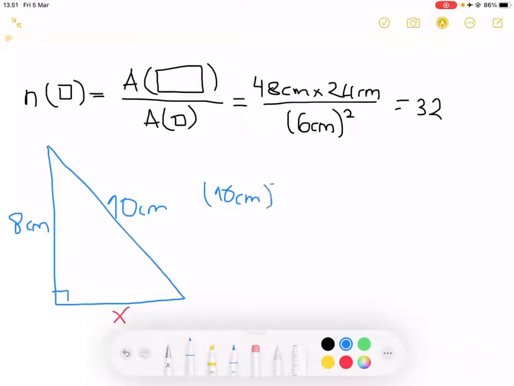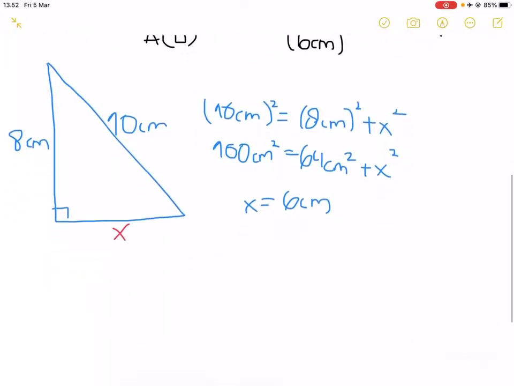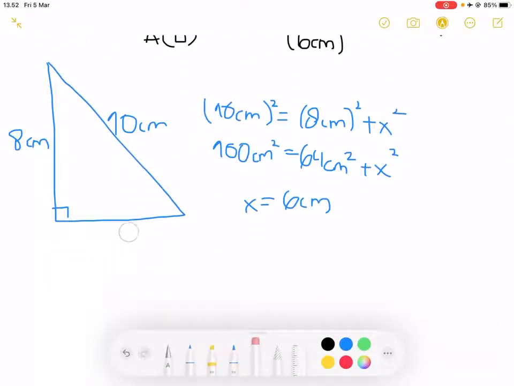10 centimeters squared is equal to 8 centimeters squared plus x squared. Simplifying this, and doing some simple steps, we can just subtract 64 centimeters squared from both sides, and then afterwards you can just take the square root. So x would be 6 centimeters, taking the positive value. So we can just replace this x with 6 centimeters.